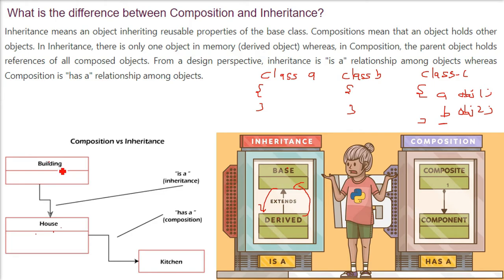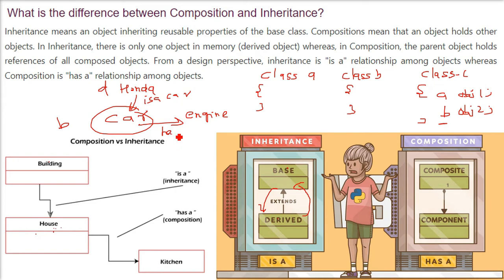Composition means that an object holds another object. In inheritance, there is only one object in memory, that is the derived object, whereas in composition, the parent object holds references to all composed objects. For example, take a car, an engine and a Honda. Honda is a car. So Honda is the derived class, car is the base class. The car has an engine. Every car has an engine. So this is a has-a relationship. This is the difference between composition and inheritance.